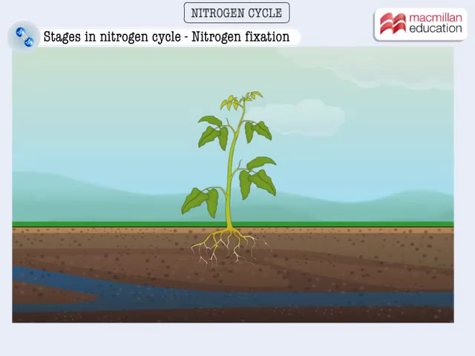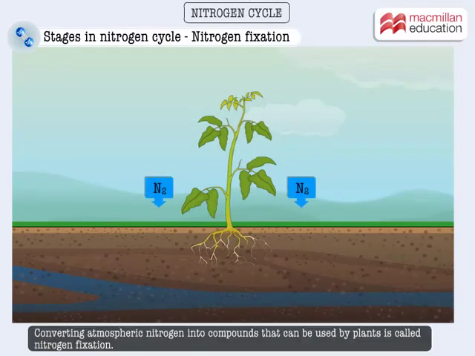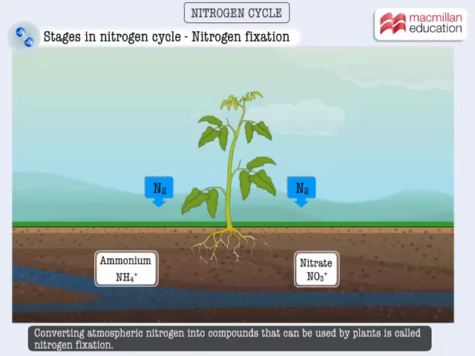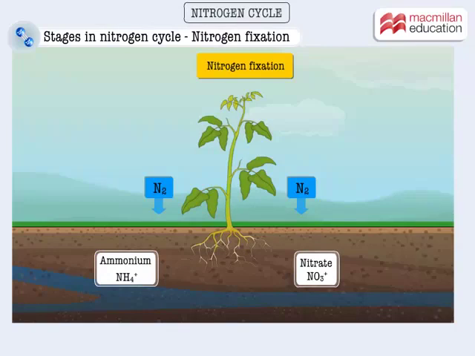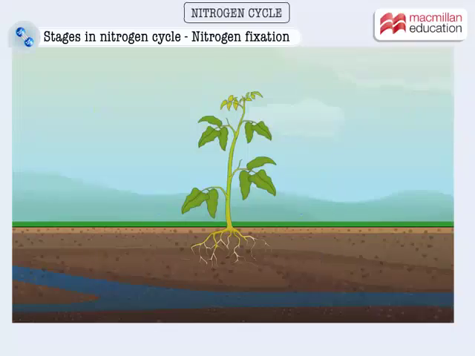The first step in the nitrogen cycle is converting nitrogen into compounds that can be used by plants. This step is called nitrogen fixation. The usable forms of nitrogen are mainly in the form of ammonium ions and nitrate ions. Nitrogen fixation takes place in nature through physical activities as well as biological activities.